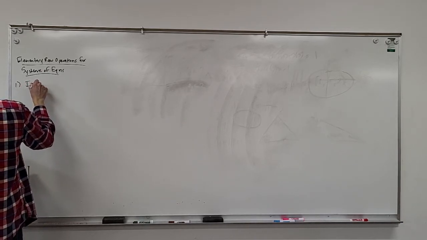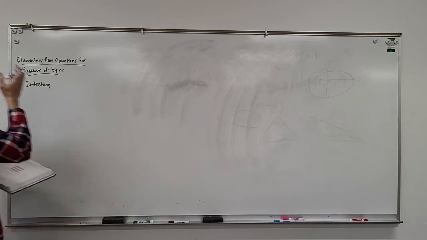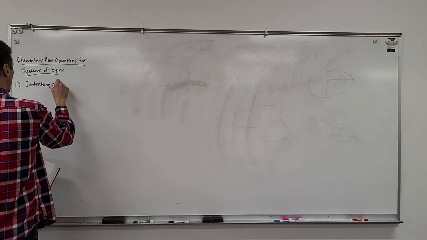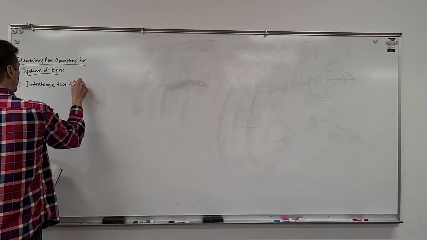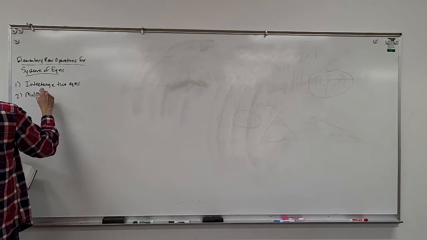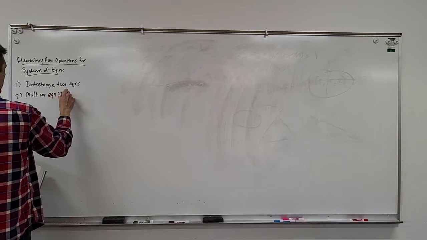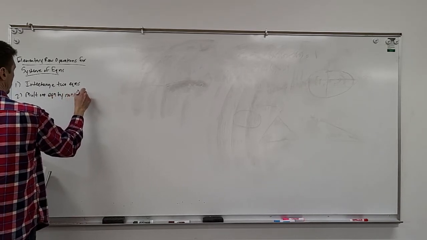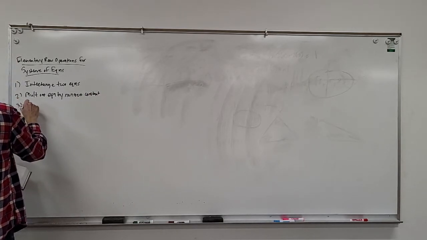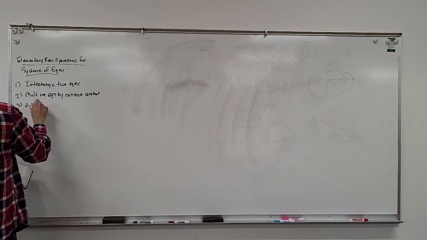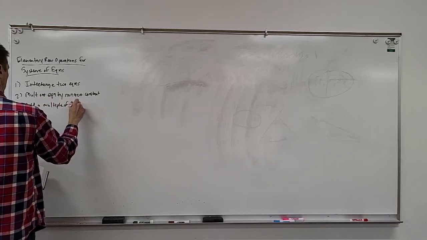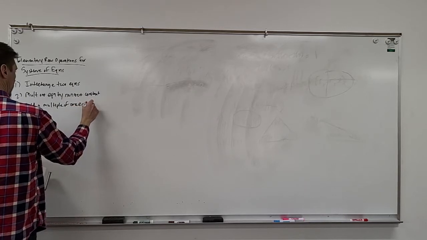What we're trying to do is put something in row echelon form. So here are the methods that we use to do that. We could interchange two equations. We could multiply one equation by a non-zero constant. And number 3, we could add a multiple of one equation to another.